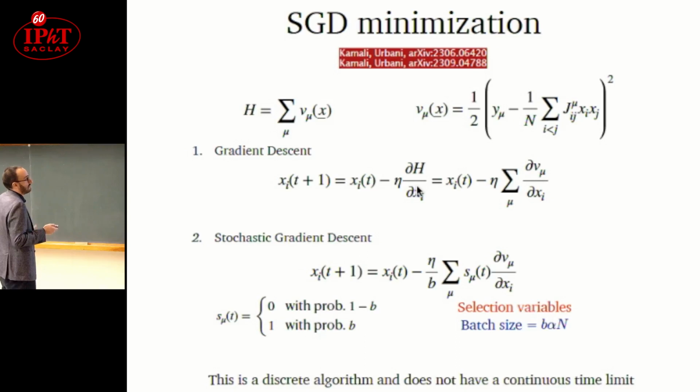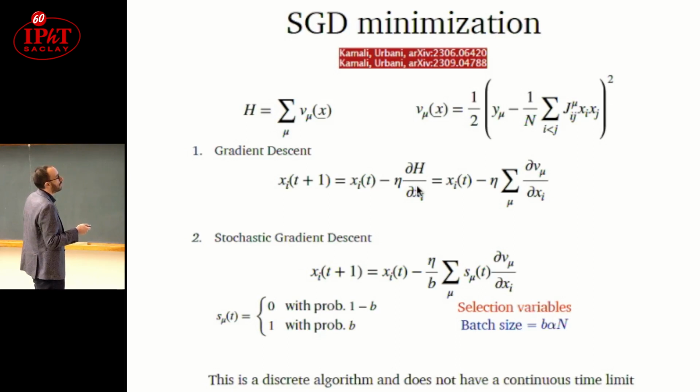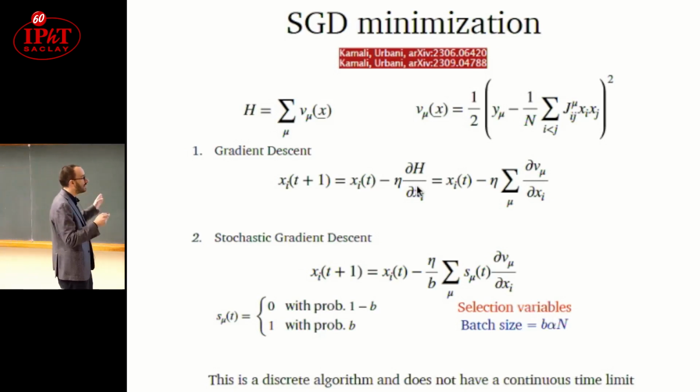So now I need to define some way to define a mini batch. So how do I do this? I just consider some selection variables s mu that are 0 with probability 1 minus b and 1 with probability b. What is the role of these variables is just to select what are the data points that I consider in the computation in my approximation of the gradient. Okay? So this algorithm is a discrete time algorithm. There is no way you can define a continuous time limit unless you define some dynamics for these variables s mu, which can be done. But I will really consider a discrete time algorithm.